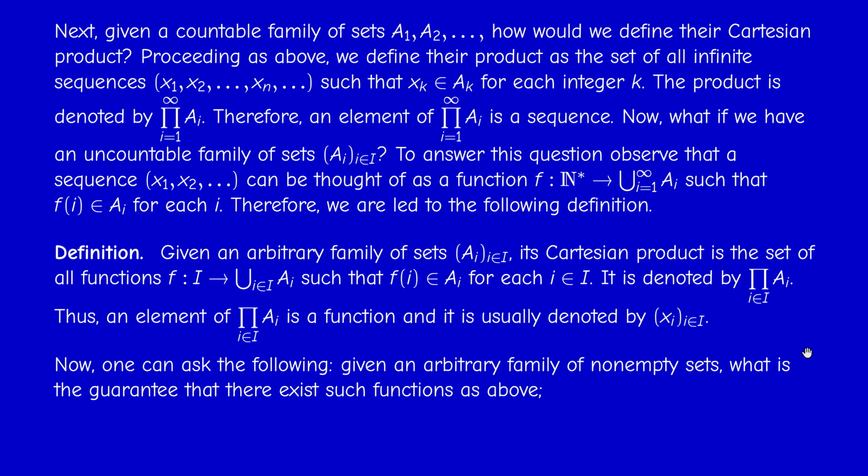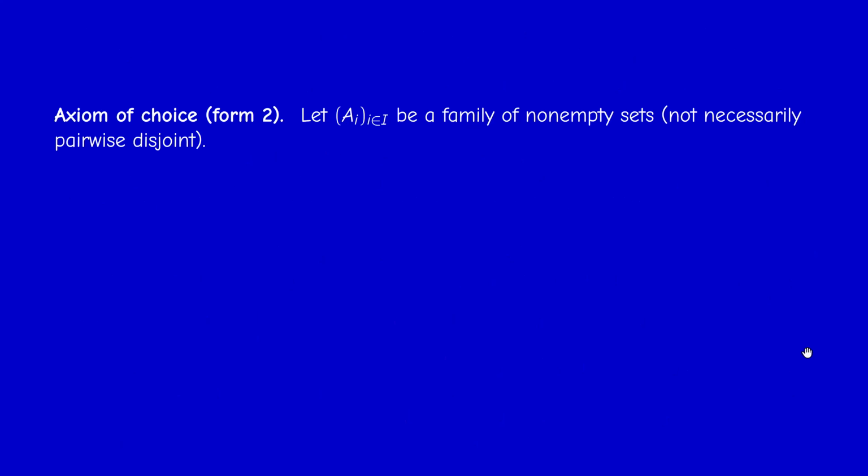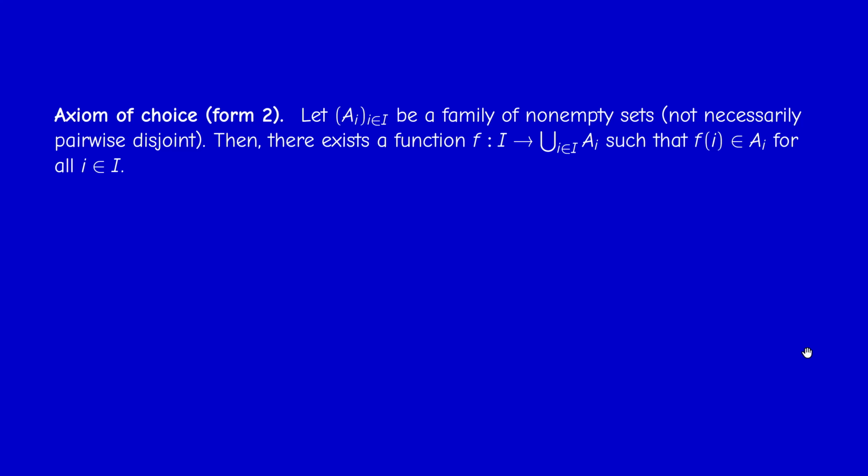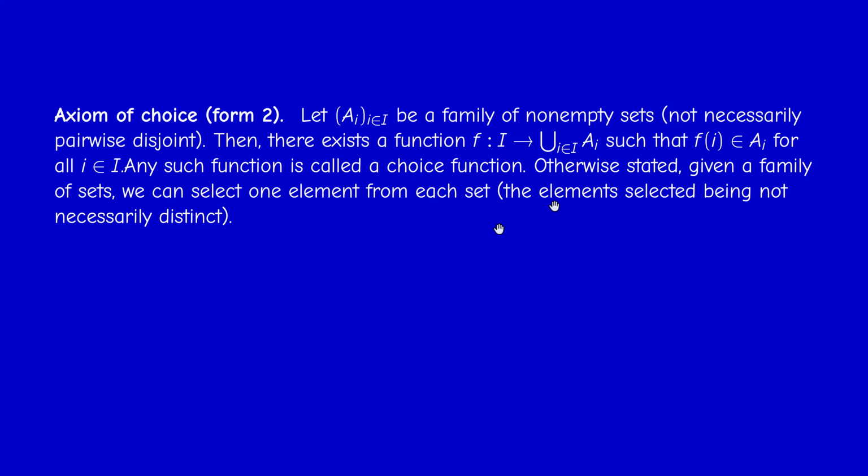And now, how do you know that the product of non-empty sets is not empty? This is precisely the second form of the axiom of choice. So form 2. If we have an arbitrary collection of non-empty sets, but not necessarily pairwise disjoint, then there exists a function from I to the union such that f of i belongs to capital AI. So otherwise stated, the product is not empty. Such a collection xi is an element of the product. Such a function is called a choice function.